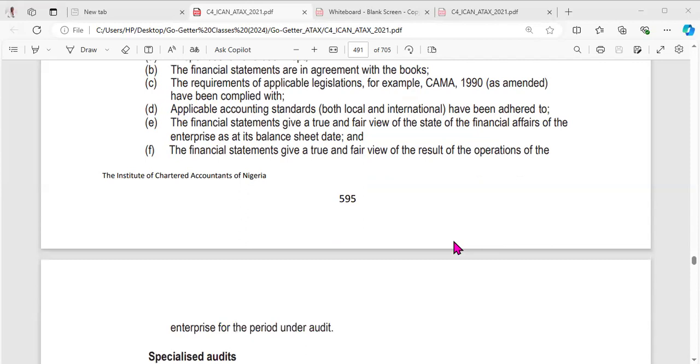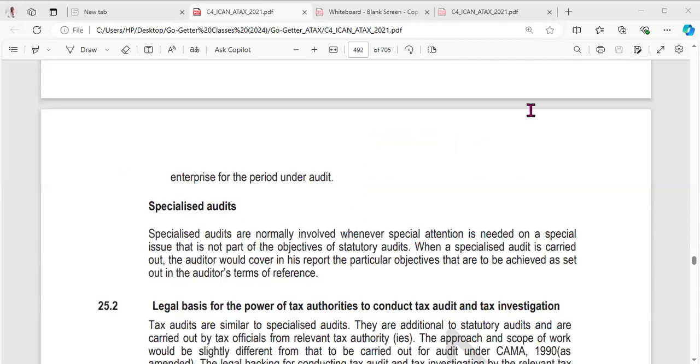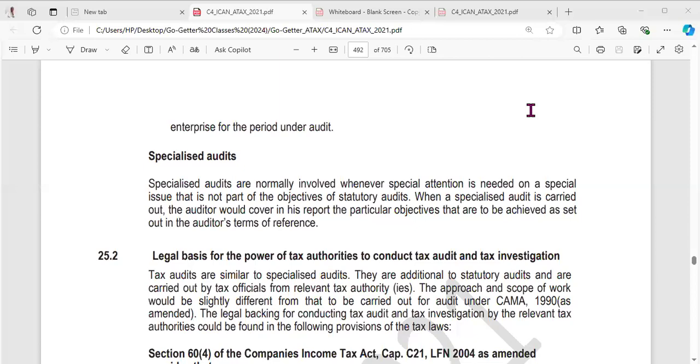Now, specialized audits. Specialized audits are normally involved where special attention is needed on a special issue which is not covered in the statutory audit. So a specialized audit is a different audit where special attention is highlighted on a particular issue. When a specialized audit is carried out, the auditor will cover in his report the particular objective that will be achieved from that audit. Okay?